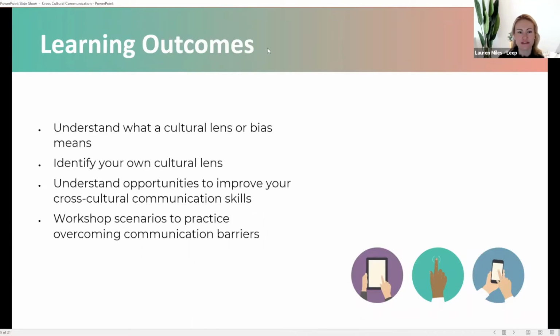So I'm just going to quickly go over the learning outcomes for today. We're going to focus on what I will explain as a cultural lens or cultural bias, what that means, and how we can identify our own cultural lens. We're going to talk about opportunities to improve cross-cultural communication skills, and we're going to do some scenarios so that we can actually put these things into practice as well.